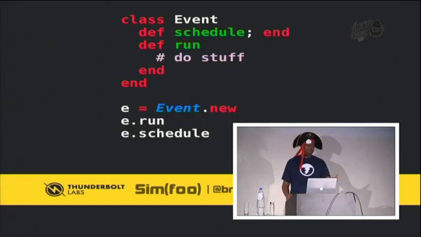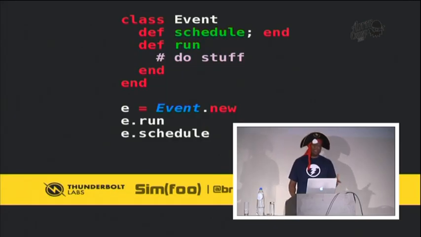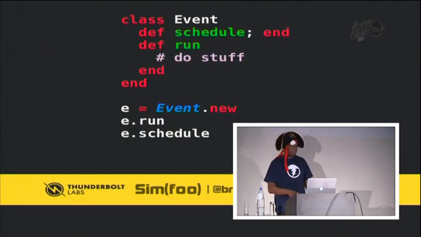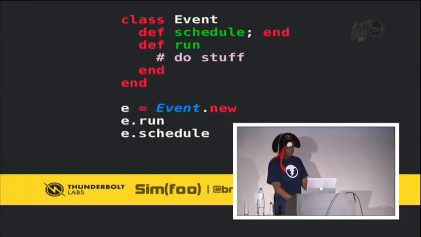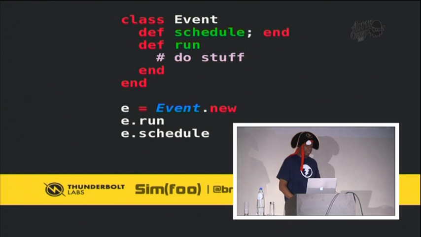So we came up with this idea of an event. An event class has really two basic methods. The event interface, there's no interfaces in Ruby, so I don't want to use those words, but the interface has two methods. You can schedule and you can run. So at the bottom, you can instantiate an event, you can run it, and you can schedule it.